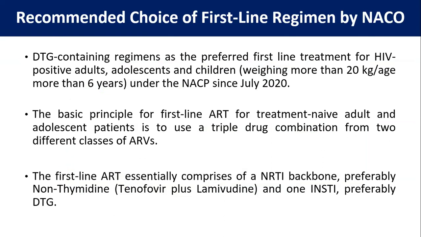So any PLHA weighing more than 20 kg and more than 6 years of age should receive dolutegravir-based ART, and we have been providing it since July 2020. The basic principle of first-line ART, we all know, for adult and adolescent patients is a triple drug combination of two different classes of ARV. So two NRTIs and one, earlier it was one NNRTI, but now it is DTG wherever possible. The first-line ART essentially comprises an NRTI backbone, preferably non-thymidine, that is tenofovir plus lamivudine, and one INSTI, preferably DTG.